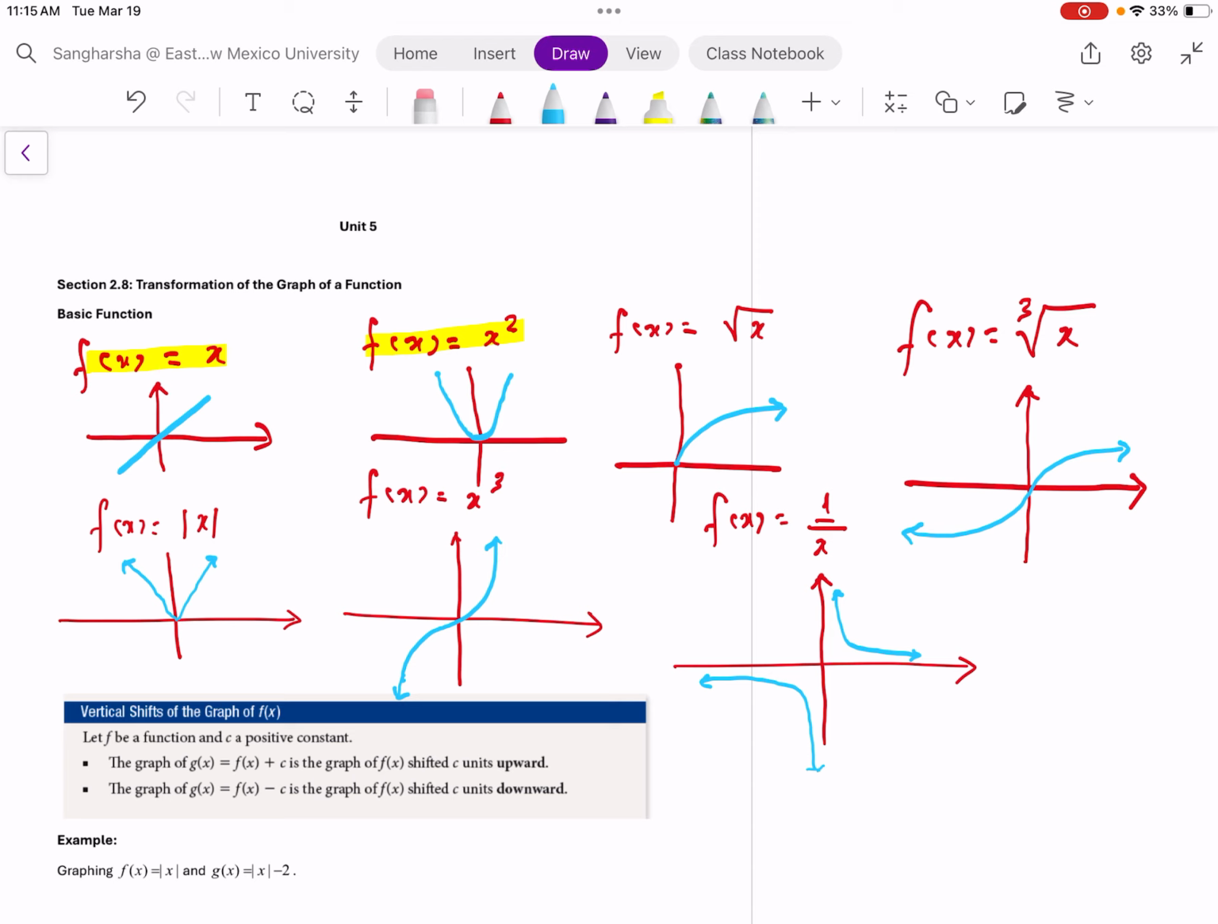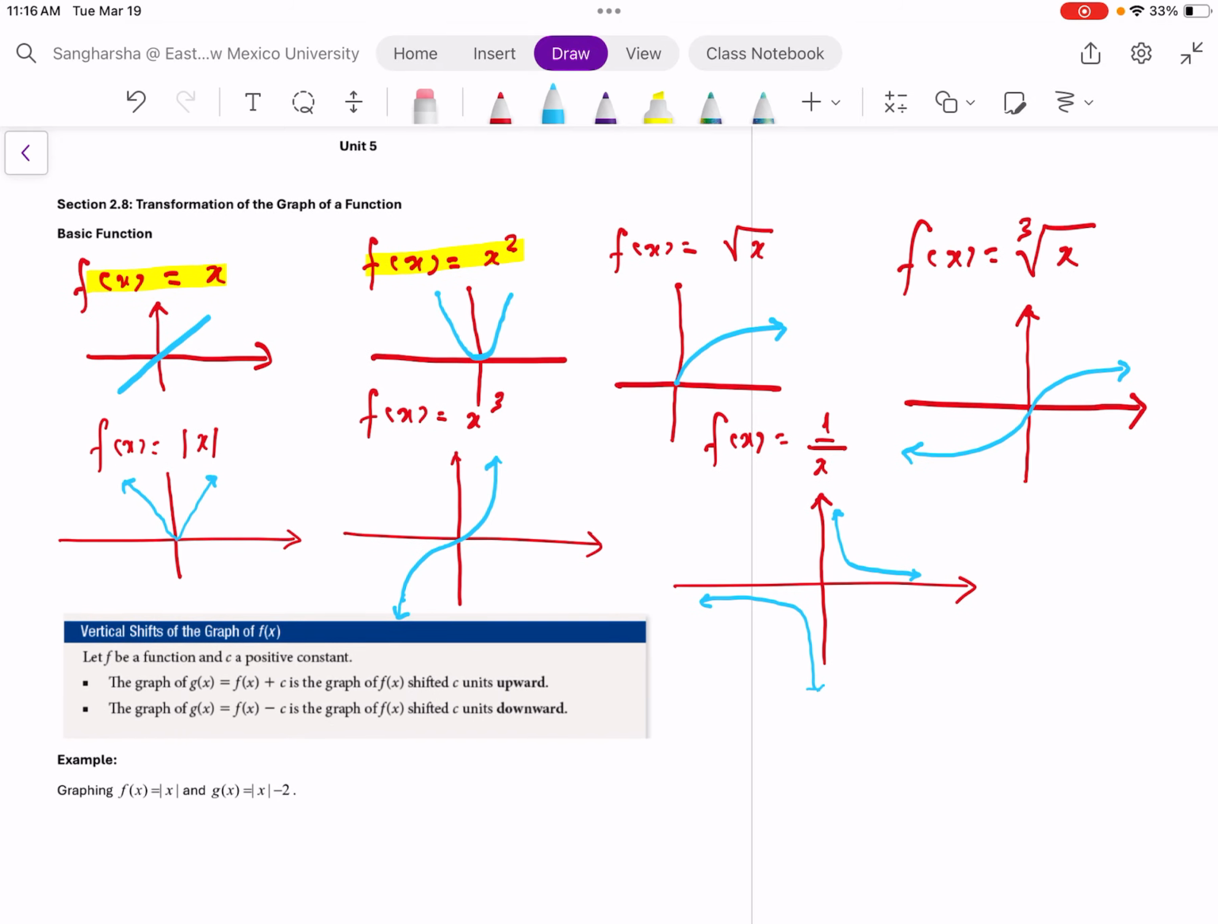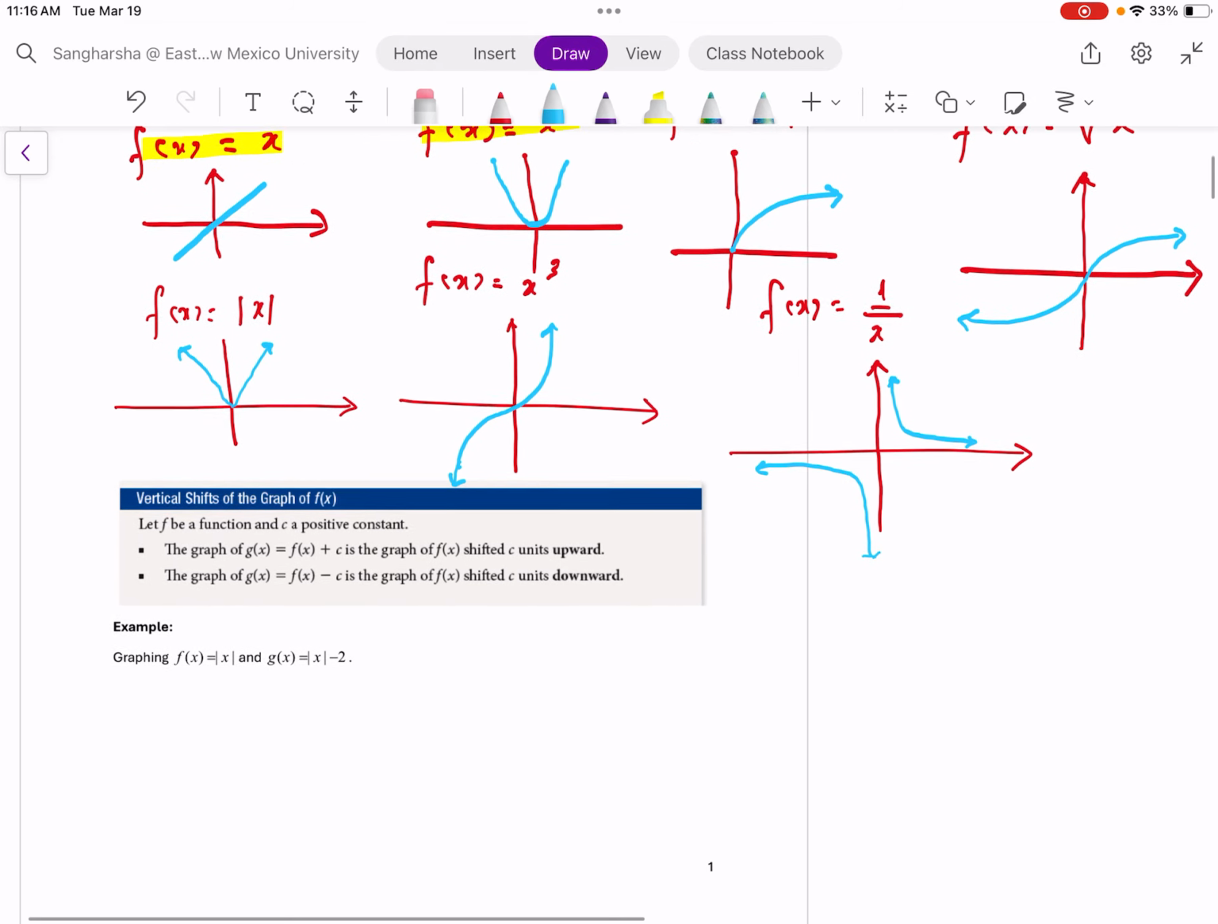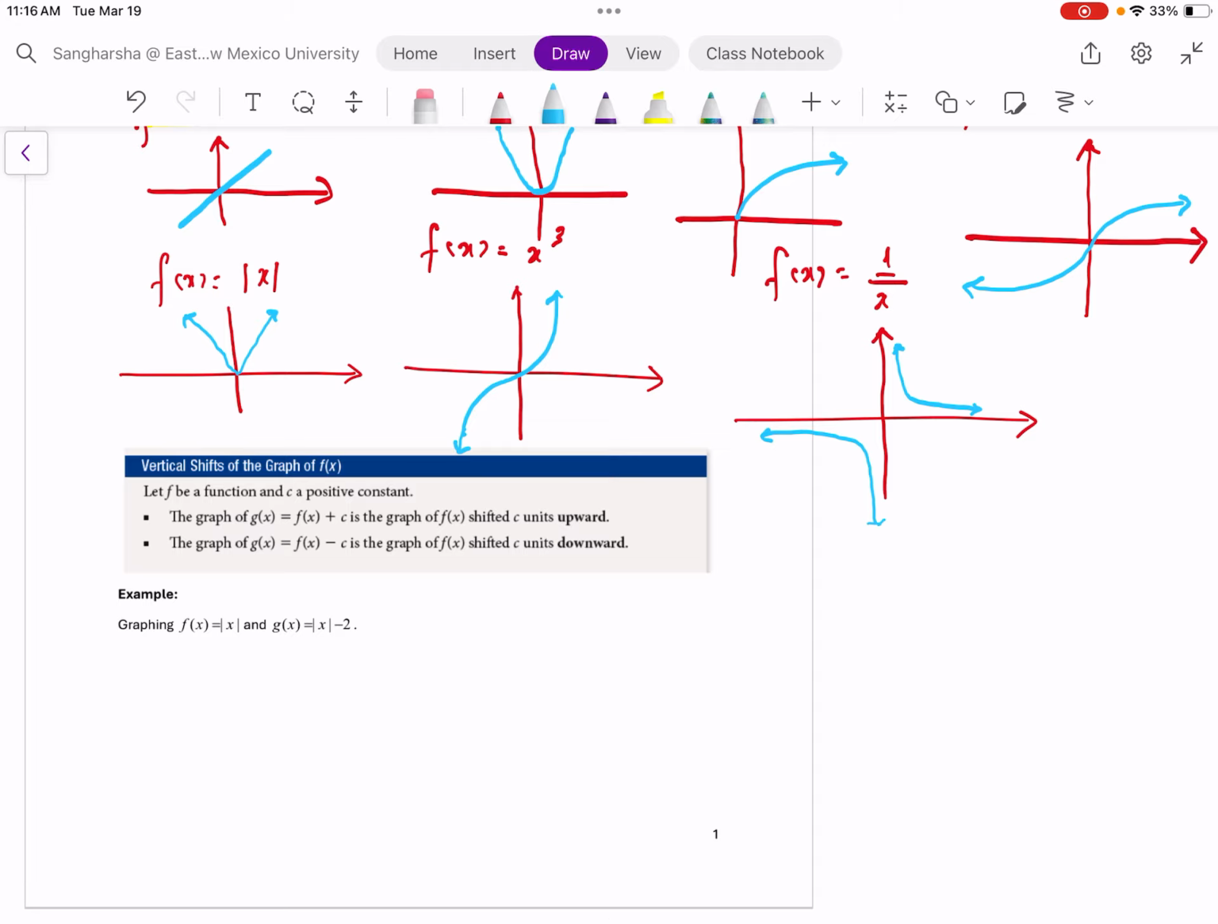If you have a graphing calculator, you can use your graphing calculator to graph these basic functions. If you don't have one, you can use a table. You can just make a table, plot the points, and you can get the graph. Okay, or if you can memorize the shape, it will be very quick. Now, let me go to this example here, then I'll just describe what we have here.